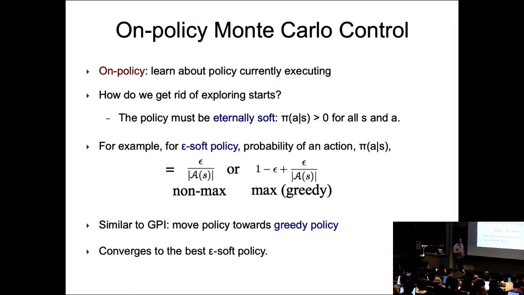It's similar to general policy iteration. You move towards the greedy policy, but in this case, you will converge to the best epsilon-soft policy. This epsilon basically maintains exploration. And this is probably the easiest and the most commonly used setting in practice. For example, for your second homework, you're going to be building a Q-learning algorithm, and you'll find out that this epsilon actually matters a lot.